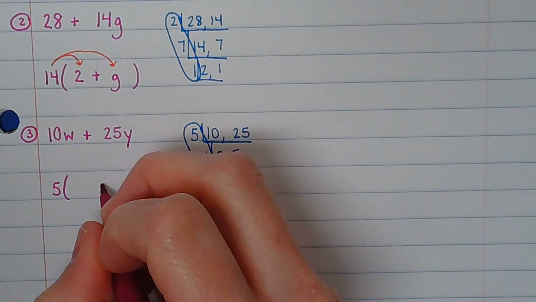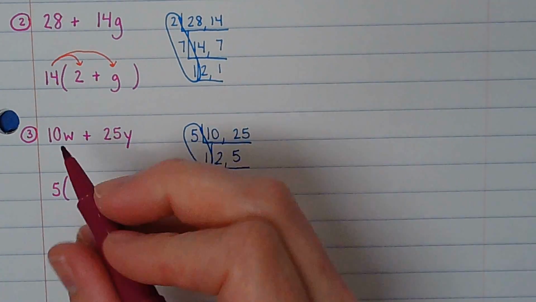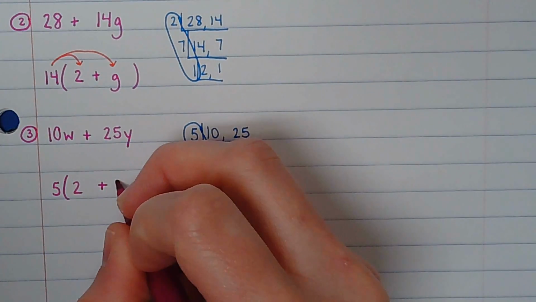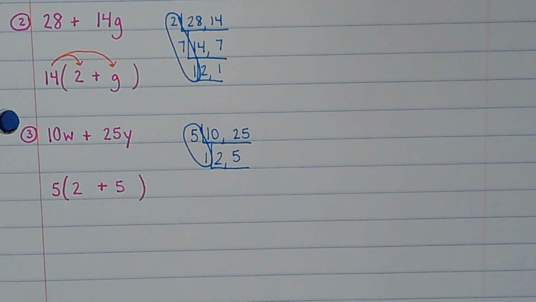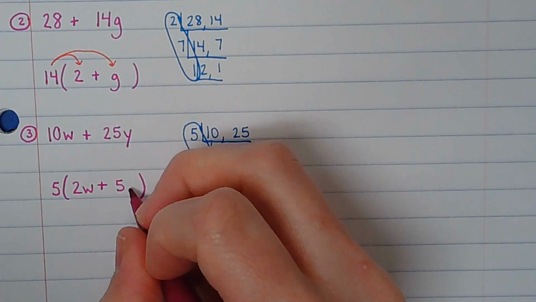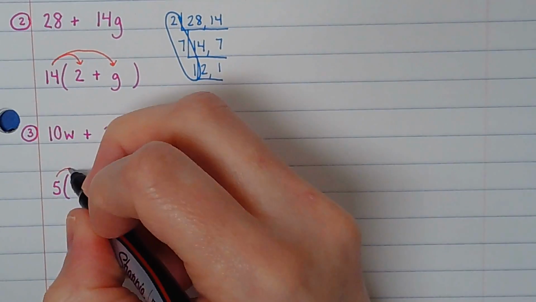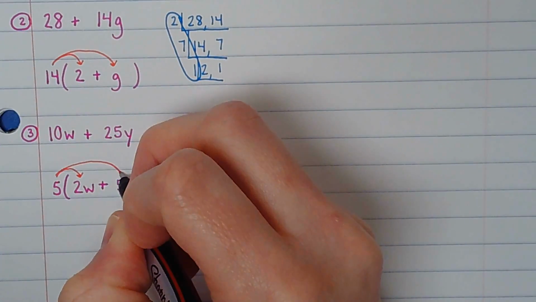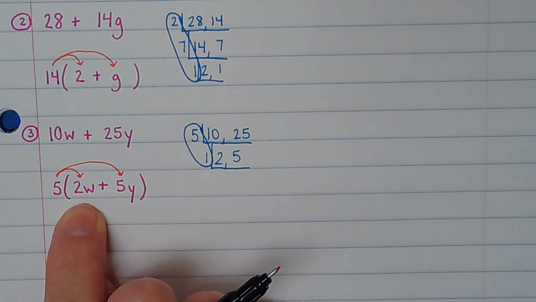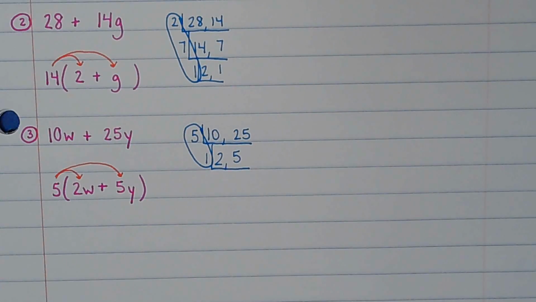It's a plus sign, so I'm going to write my plus so I don't forget it. I'm going to look over here. 2 goes here. 5 goes here. But remember, you cannot forget your variables. So let's go back and look. This one's a W. This one's a Y. Now let's just double check our work to make sure that we are correct. So 5 times 2W is 10W. 5 times 5Y is 25Y. So that is correct.